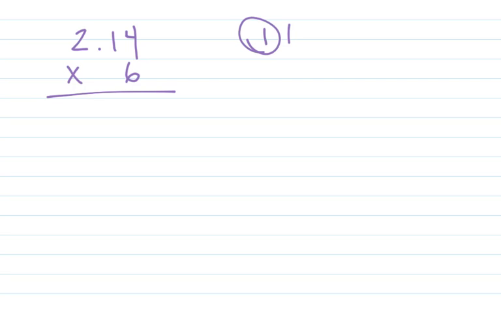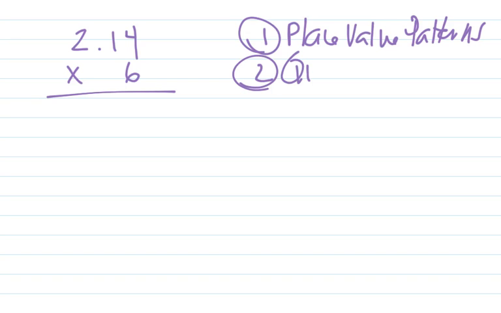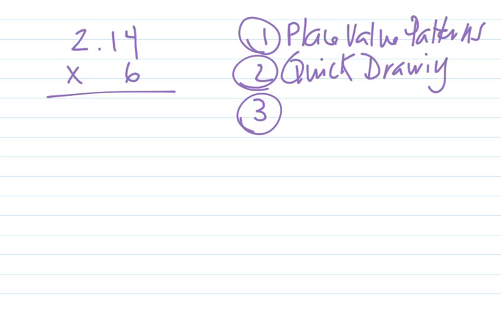Boys and girls, we're going to do solving a multiplication by whole number problem. So what I'm going to do is I'm going to draw an example on the side, and we are going to multiply this out. Remember, we have 3 different strategies. We can use place value patterns. So I'm going to write that down. Quick drawing. And then last but not least, I have to double check my notes too, so I give it to you correctly.